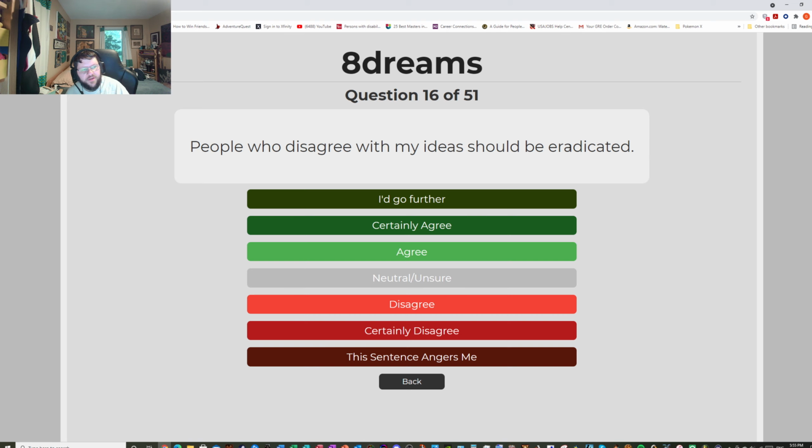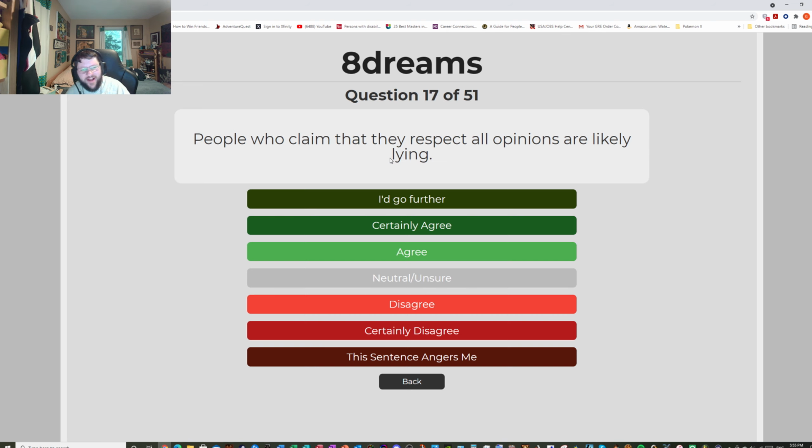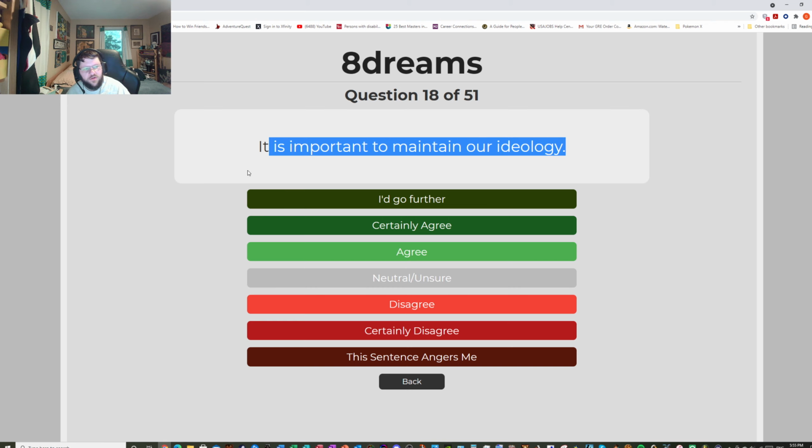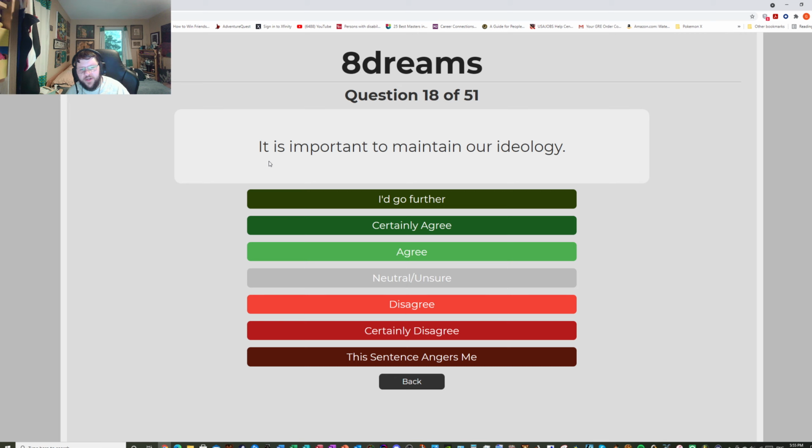People who disagree with my ideas should be eradicated. No, this sentence angers me. That's funny. That's like the are you a commie or a fucking fascist? Who would say that, or a monarchist. People who claim that they respect all opinions are likely lying. Yes, I'd go further. Of course, most people who say they respect all opinions don't mean it, and they're lying out their ass. They respect all opinions until they hear yours, and then they don't.